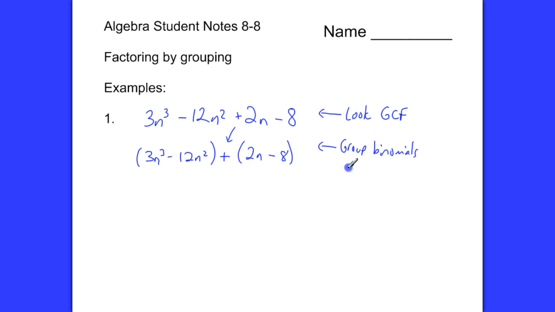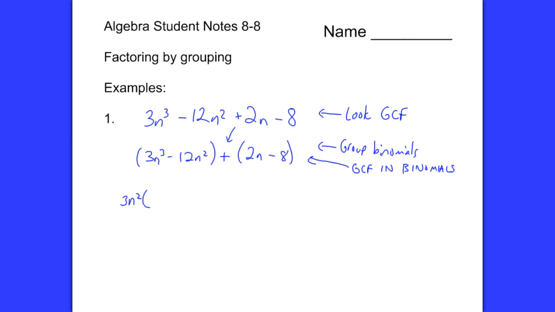Now what I'm going to do here is look for a GCF in the binomials. The first binomial, 3n to the third minus 12n squared, has a common factor of 3n squared. So I'm going to factor it out here, 3n squared. Actually, don't draw that arrow I just drew. Let me erase that.